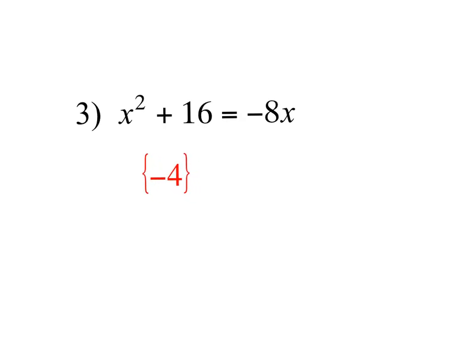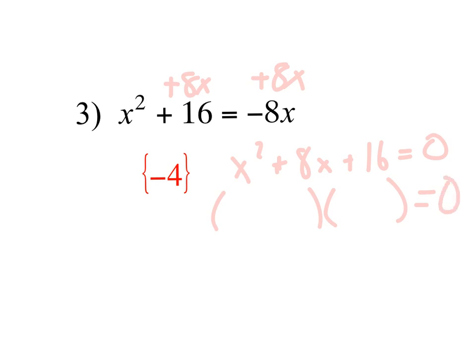So number 3, as you can see, we want to get it equal to 0. So we're just going to add 8x to both sides. X squared plus 8x, you want to put it in order, plus 16 equals 0. Now this one only has one answer listed. It's because it's the same answer twice. I'll show you what I mean.